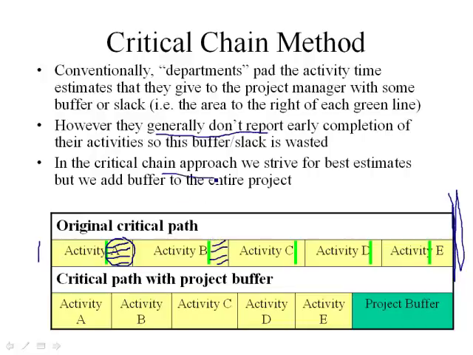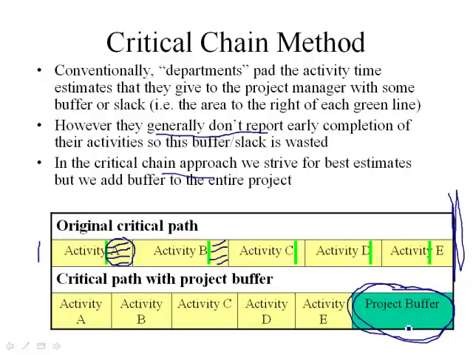So the critical chain approach is to do whatever you can to get reasonable activity estimates from individuals, but then you buffer at the project level. How do you get those reasonable activity estimates from the individuals? Well, you probably have to make it understood to individuals and to top management that a large percent of the time, maybe 50% of the time, the actual activity is going to take longer than the estimate, but that's okay because you've got this project buffer, right?